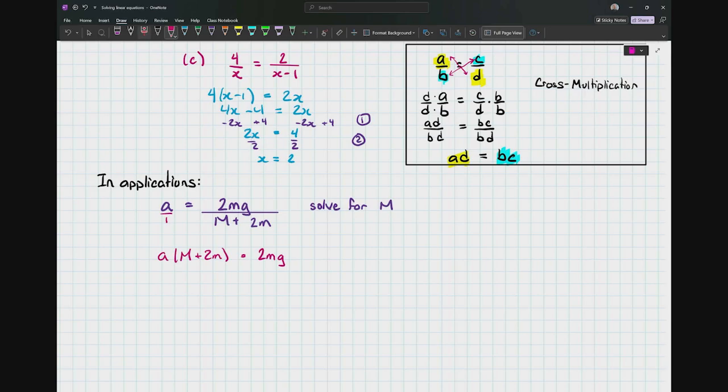Now, if m is inside the bracket, the thing we're trying to solve for, that's not a good place for it to be either. That usually indicates that you should go and try to expand things out using the distributive property.